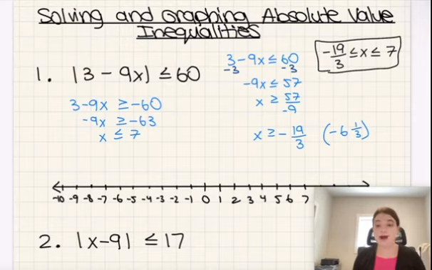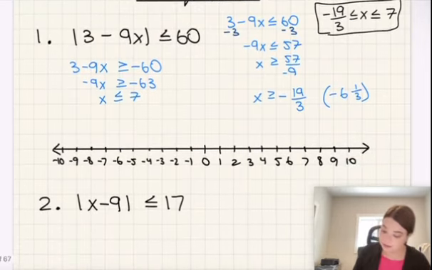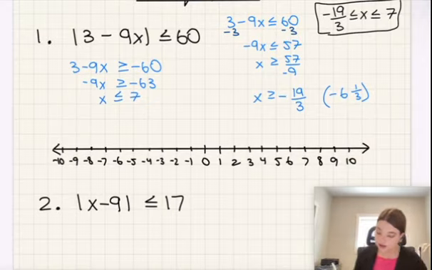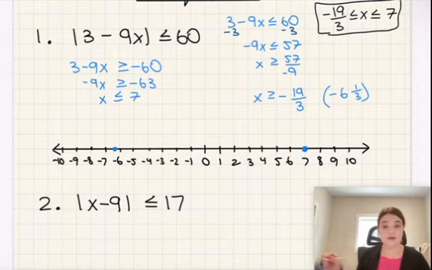So what I'm going to do to graph this then, let's scroll down a little bit. First, I'm going to put a dot on the boundaries on 7 and also on negative 19 over 3, which is the same as negative 6 1/3. So that's going to be around there. And then everything in between is also a solution.